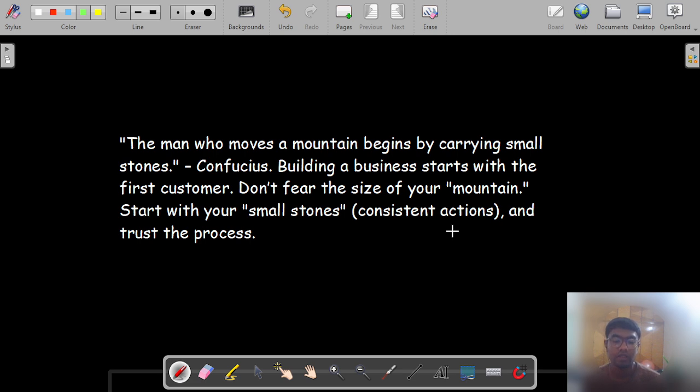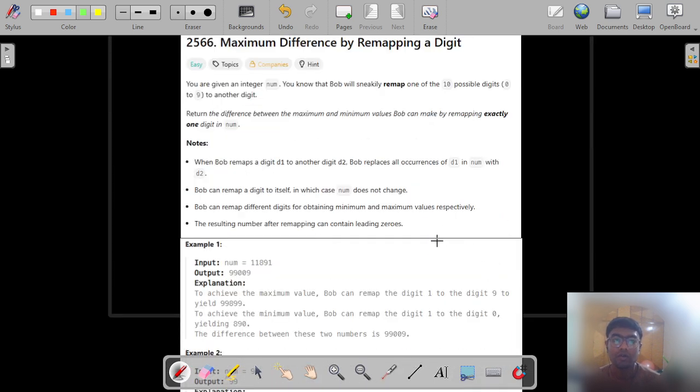So, yeah, let us understand the problem statement. You are given an integer num. You know that Bob will sneakily remap one of the 10 possible digits, 0 to 9, to another digit. Return the difference between the maximum and minimum values Bob can make by remapping exactly one digit in the num. When Bob remaps a digit d1 to another digit d2, Bob replaces all occurrences of d1 in num with d2. Bob can remap a digit to itself.